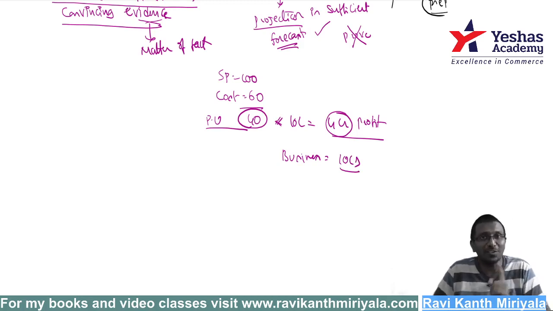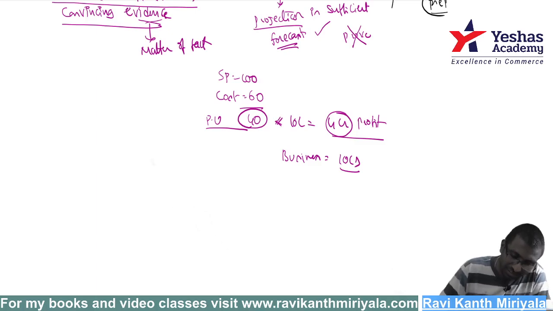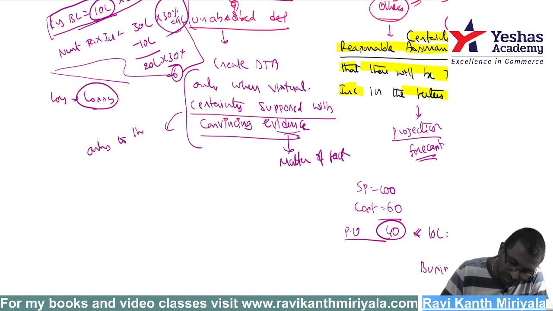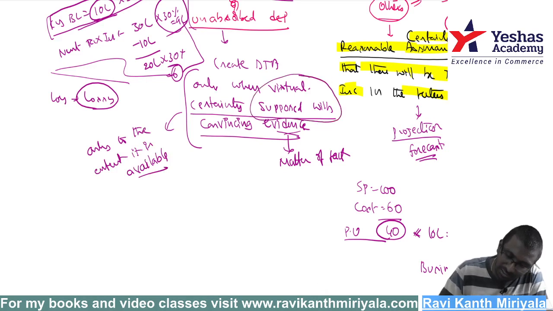Okay, I got a business loss of 10 crore. But what proof is available for how much? 4 crores. You have proof to the extent of 4 crores. Only to the extent of 4 crores should deferred tax asset be created, because proof is only to that extent. That's why we say: only to the extent it is available. Which is available? Virtual certainty supported with convincing evidence should be there.